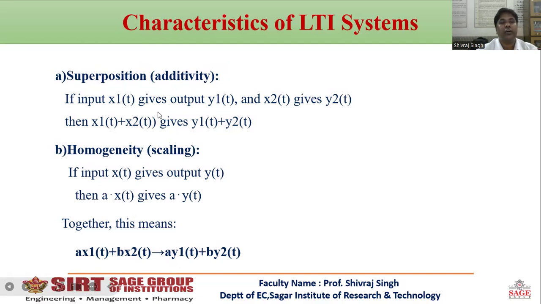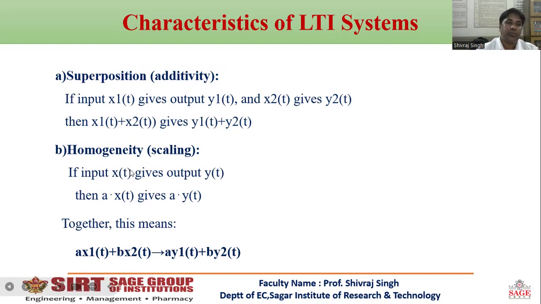If signal input x1(t) gives the output y1(t), and another signal x2(t) gives the output y2(t), then according to the superposition principle, x1(t) plus x2(t) gives the output y1(t) plus y2(t). Second, the homogeneity property, that means the scaling property. If input x(t) gives the output y(t), then according to the scaling property, a times x(t) gives the output a times y(t). That means the scaling factor multiplies with the input signal.